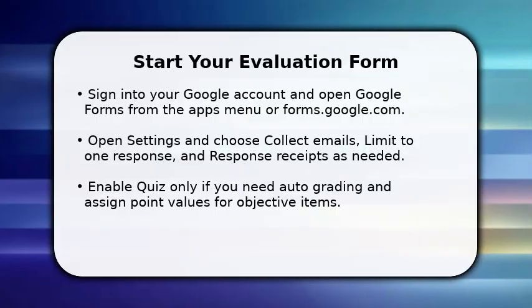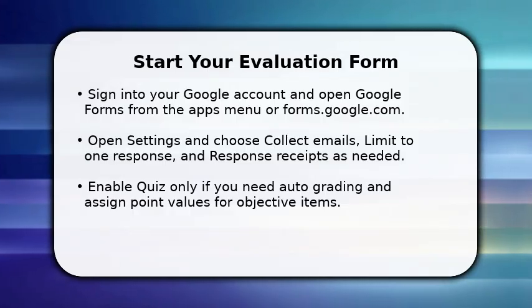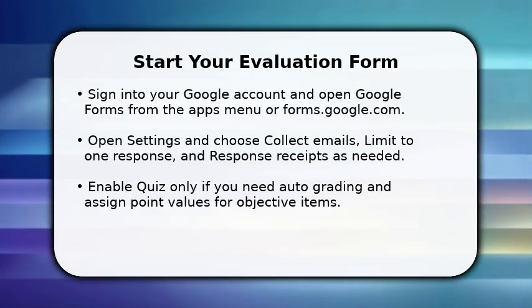Sign into your Google account and open Google Forms from the app's menu or Forms.Google.com. Click Blank Form to start a new evaluation template with a clear title and description. Set the form title, add instructions, and state evaluation criteria and deadlines clearly.